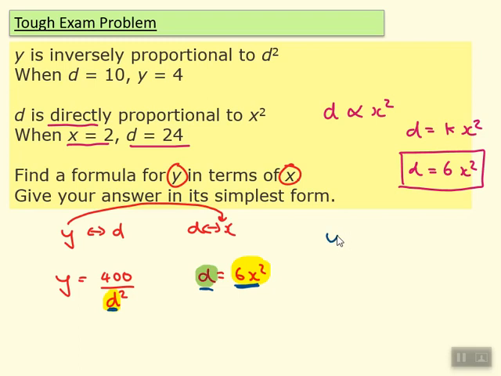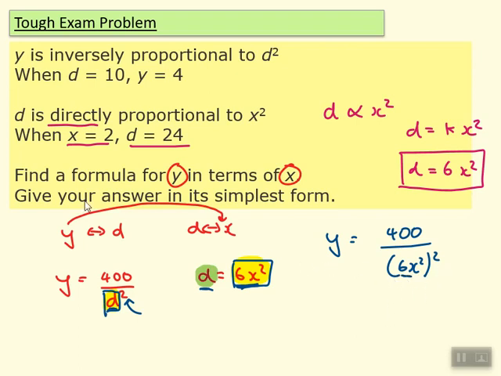So that means y is equal to 400 divided by open bracket 6x squared close bracket squared. So literally that D there, we have replaced it with this. But you have to put a bracket around it because that D is being squared. So we've got a bracket around it and we're going to square it.